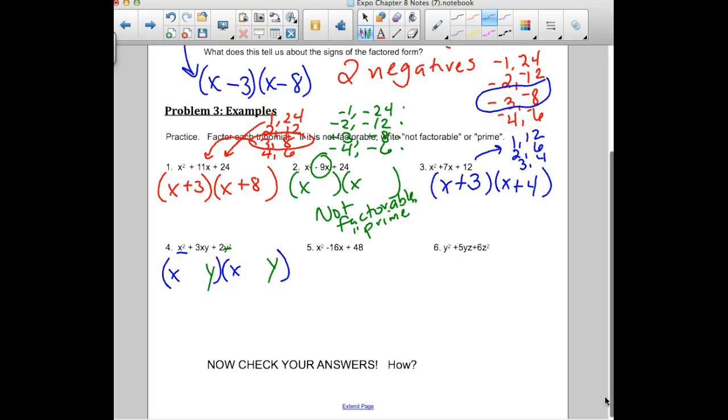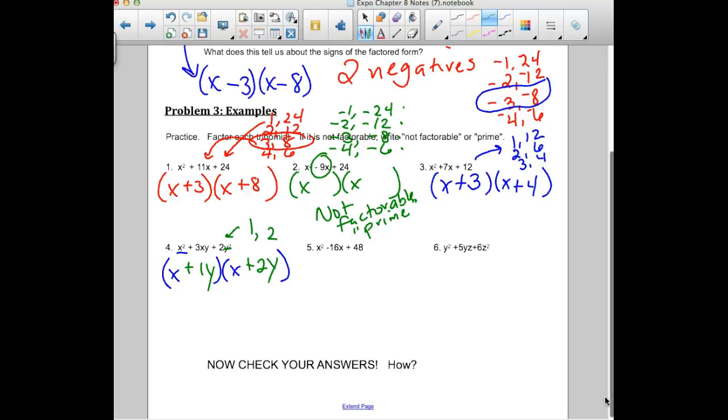All right, and then we're looking for factors of 2. Well, we only have one pair, 1 and 2. 1 times 2 is 2, and 1 plus 2 is 3. So it is going to work to add up to the middle number that I need. So I have an x plus a y and an x plus 2y as my two factors.